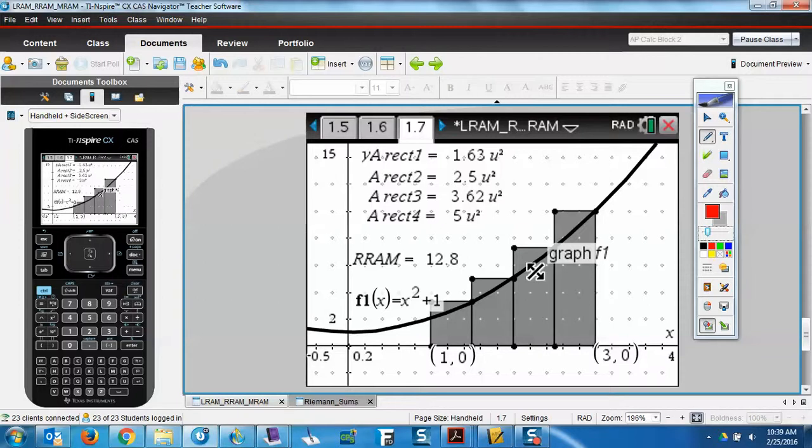The width we can find out easily. It's just our total width divided by how many we have, right? And then that's the height of each rectangle. And then we add them up, and that's our approximation. Okay, simple. Go to the next one.